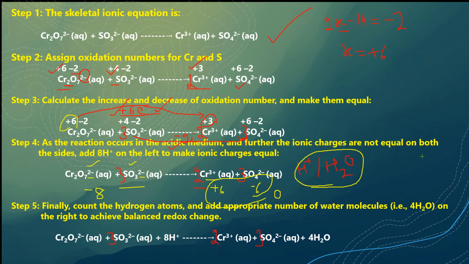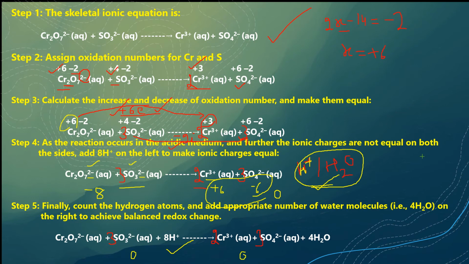To cancel this -8, I have to introduce something positive here. Or to make this side -8, I have to introduce something negative here. But I do not have any choice for negative. I have just water and I have H plus. So I will be adding 8 H plus ions this side. So -8 and +8 would be 0 charge this side and now 0 charge this side.